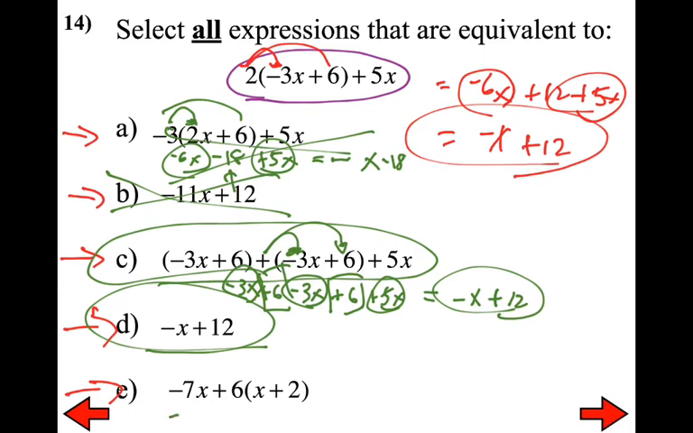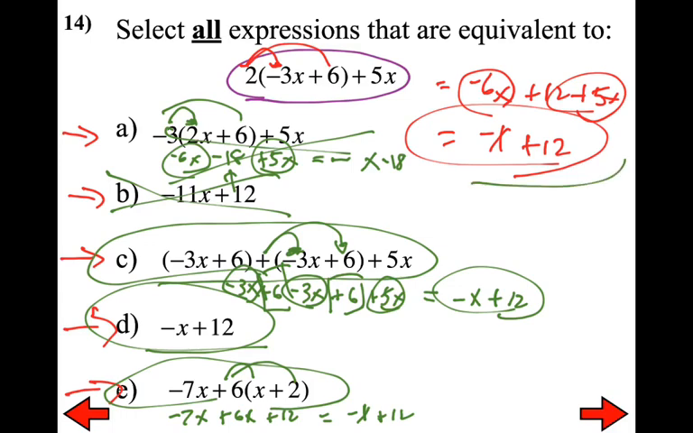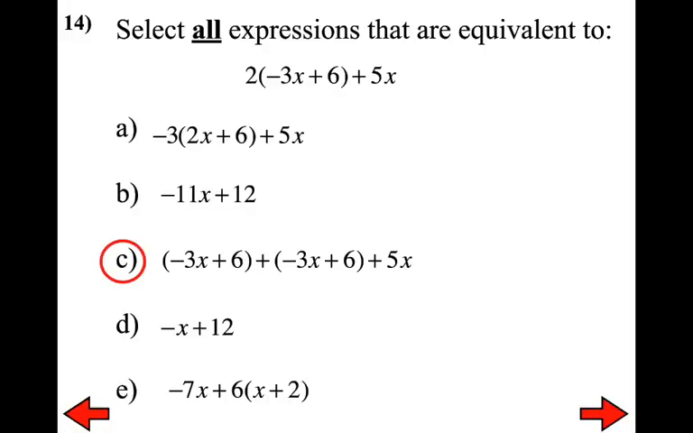So let's check E. We've got negative 7x plus 6x plus 12, and that is going to be negative x plus 12. So it looks like C and D and E, they all simplify to negative x plus 12, so they have to be equivalent to that. And sure enough, those are the ones that are. So this kind of problem takes a little bit of work, but you just have to check all of the possible answers to see which ones are.